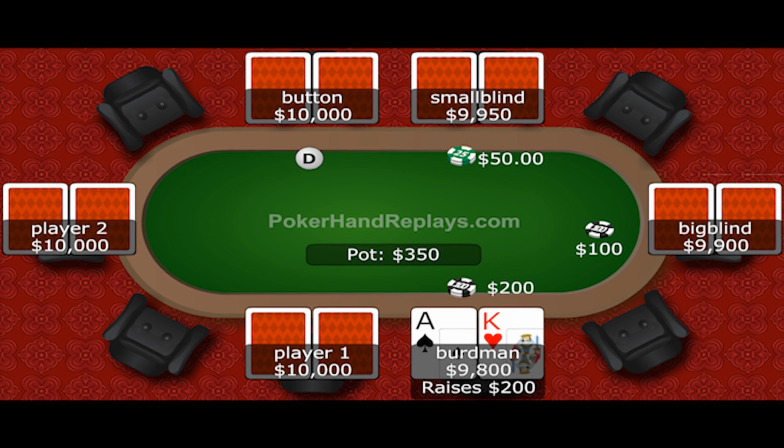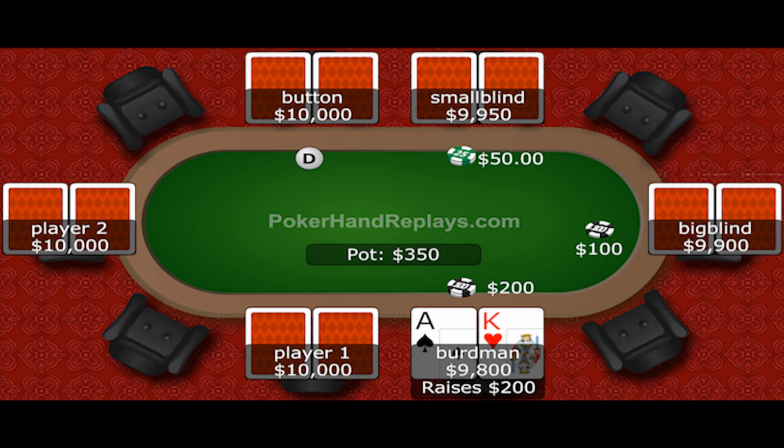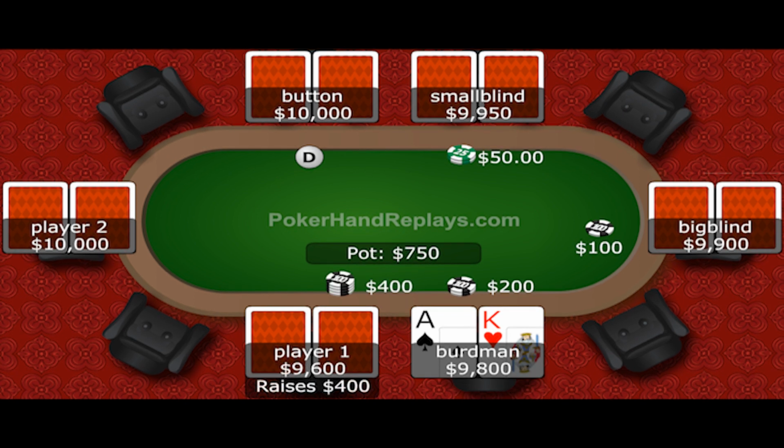So now that we've made our decision, it is now the next player's turn. So that is the player on the left of us, i.e. player 1. And they have the exact same 3 decisions that we did, so they can fold, they can call, or they can re-raise. So let's suppose that they decide to re-raise. So go to double the current bet, which is 400. So after he's made his decision, it's then the turn of the player on the left of him, which is player 2. So again, the same 3 choices, fold, call, or raise.